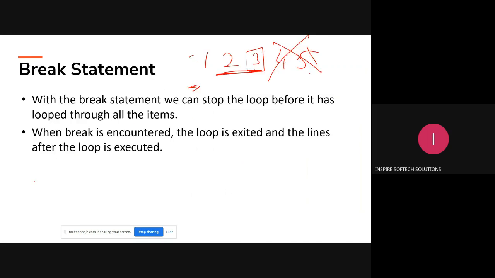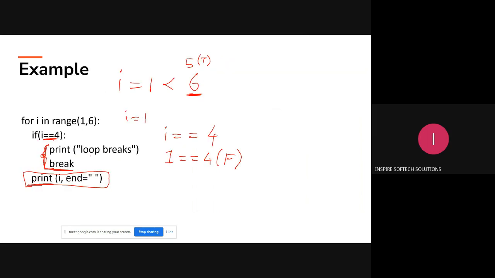That is what they are telling in point number 2. When break is encountered, the loop exits and the line after the loop is executed. So now the condition is failing, I'll go for this print statement. So what do I have to print? What is my i value? 1. So I'll write the output here. I'll print i value 1.